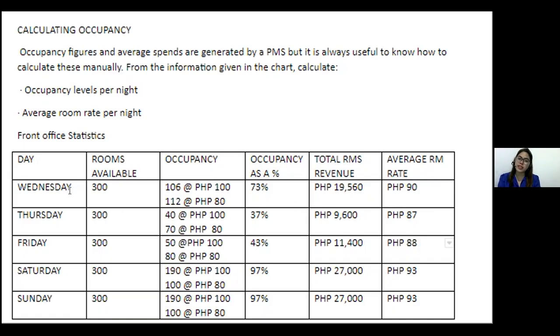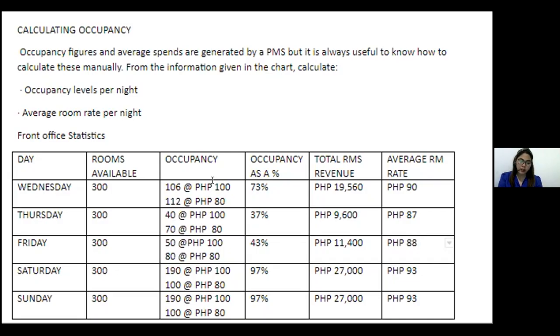For the day of Wednesday, there are 300 rooms available. There are 106 rooms occupied at 100 pesos. To get the total rooms revenue, all you have to do is multiply 106 by its amount. So there are 106 occupied rooms, and we will multiply it by 100. 106 times 100 gives you 10,600.